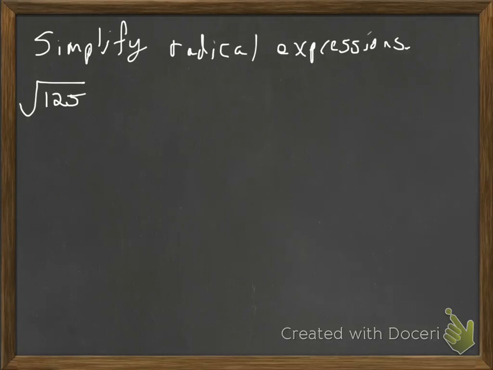Alright, we're going to work through a few examples of simplifying some square roots. So the first one we're going to look at is simplifying the square root of 125. We're going to look for the largest perfect square that goes into 125, which happens to be 25. 125 is going to be 25 times 5.